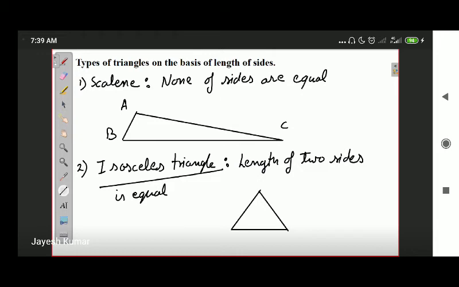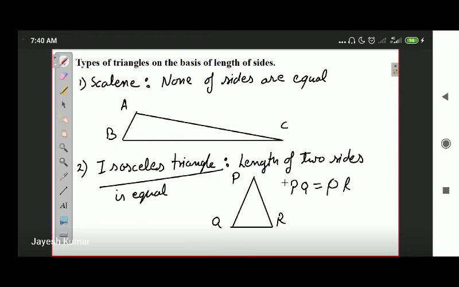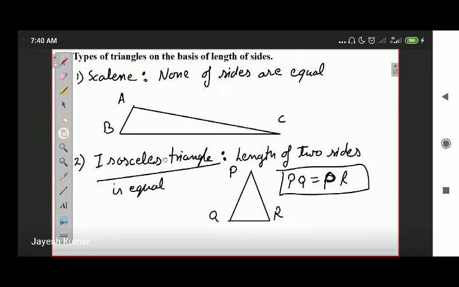P, Q, R. Here the lengths PQ and PR are equal to each other. So this is called an isosceles triangle. Two of its sides are equal to each other, so it is called an isosceles triangle.